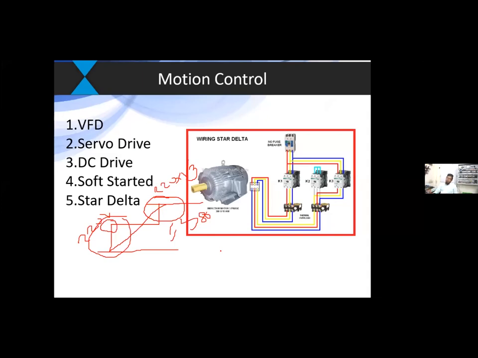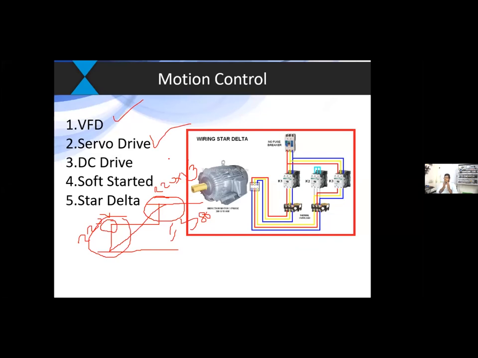So in most places we don't need speed control, and we are using the star delta. But if we need speed control, then we use the VFD. And if the speed control needed is very precise, then we use the servo drive. A servo motor is the equivalent of the stepper motor. Our people are using stepper motors in home projects or university projects, so the bigger version of the stepper motor is the servo motor.